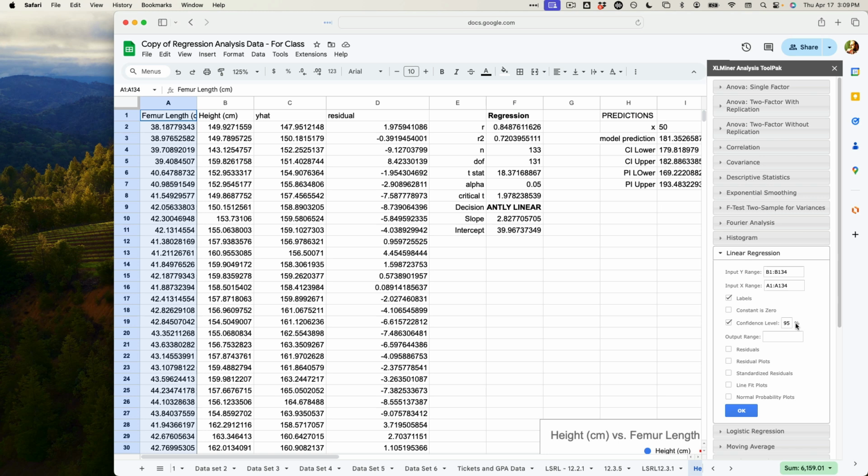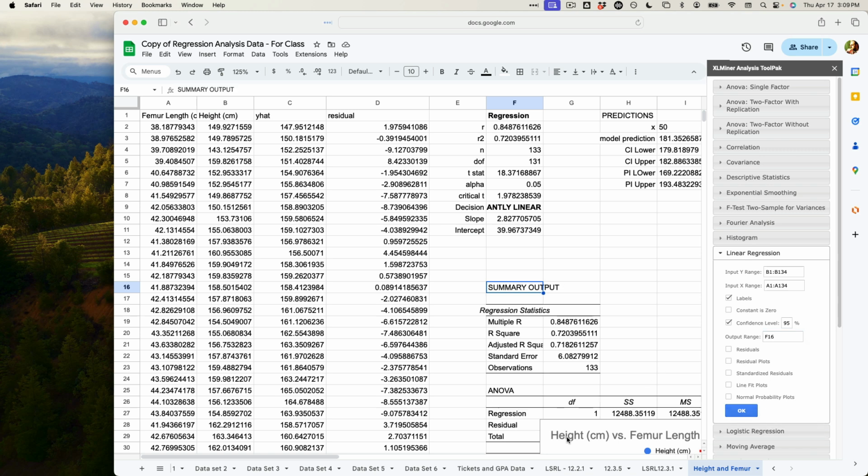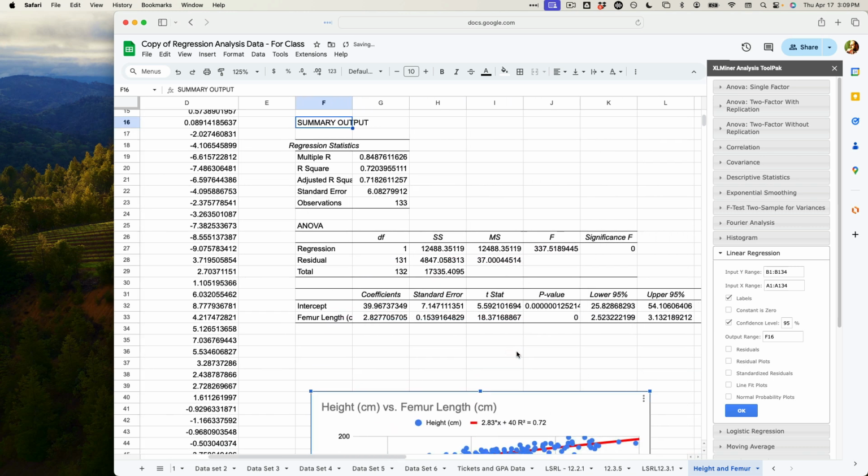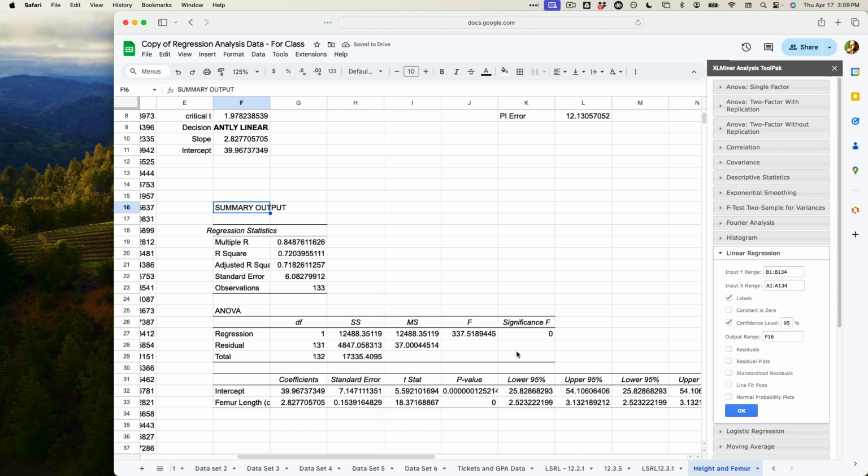Confidence level 95%, so that gives me a significance level of 5%. And my output range, let's put our output over here. If you click OK, it's going to do a lot of things for you, okay? So that's the cherry on the top of the icing on the cake. It does compute the R value for you. It does compute R squared. It does compute your standard error, it does do an ANOVA analysis.